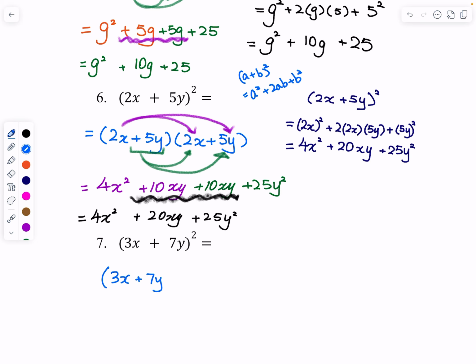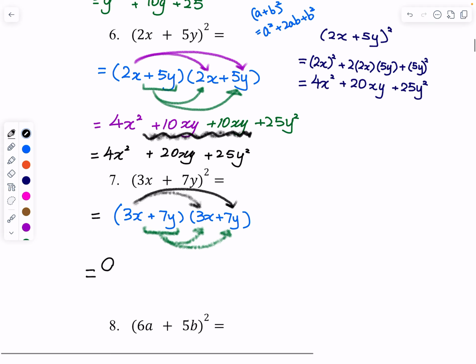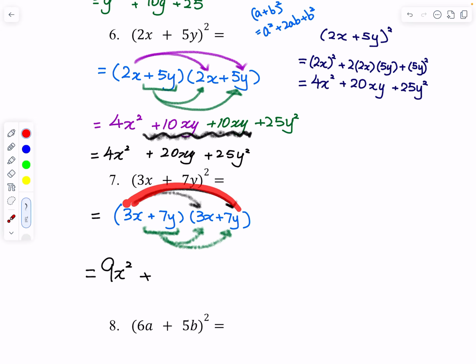3x plus 7y, 3x plus 7y. And then when we open up the bracket, this goes here, this also goes here, this goes here, and this also goes here. Next step. 3x times 3x, what do we get? 9x squared. 3x times 7y, 3 times 7, 21, xy.